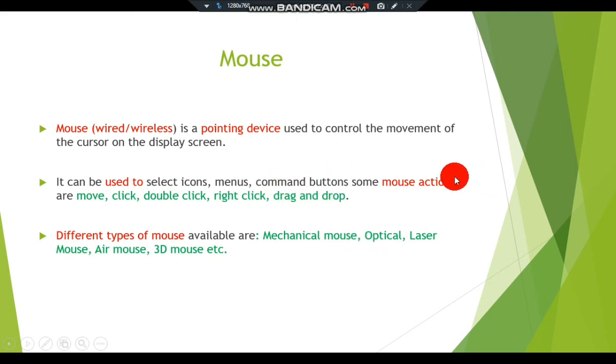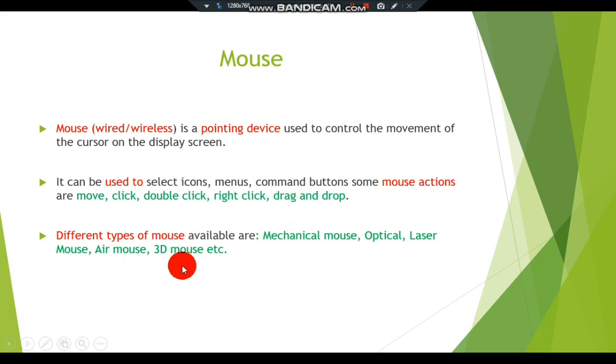So what are the mouse actions? What processes can we do with the mouse? We can move items from one place to another, and we can select by clicking a particular item. If we want to open a particular application, we just double click the particular icon. Right click is used to see the properties of that item, and then drag and drop: if we want to move an item from one place to another, we use the drag and drop process. So these are the actions done by your mouse.